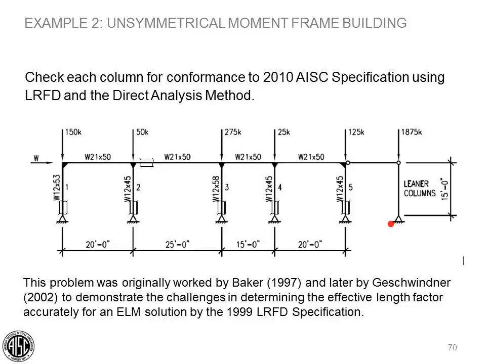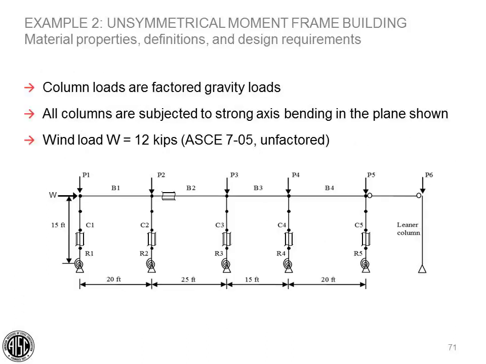We'll use LRFD in the direct analysis method to evaluate the frame for strength. All column loads shown here are factored gravity loads. All columns are subjected to strong axis bending in the plane shown. The wind load is 12 kips from ASCE 7-05, unfactored.